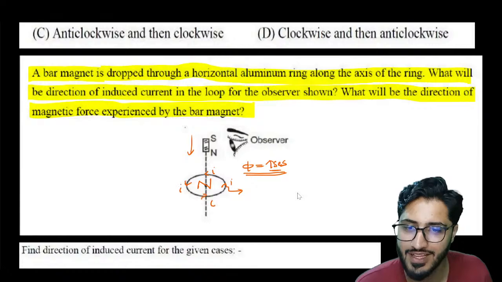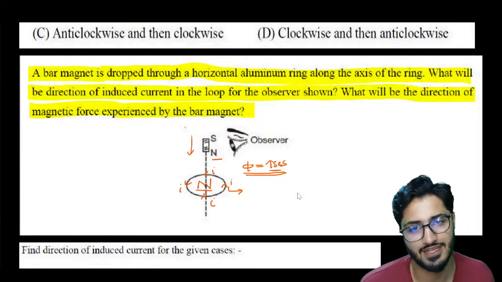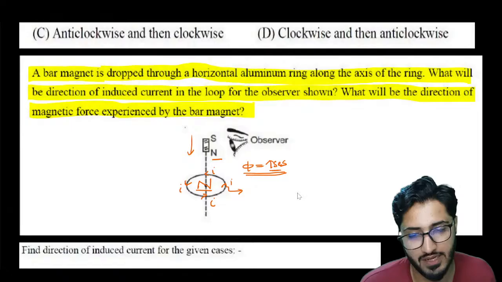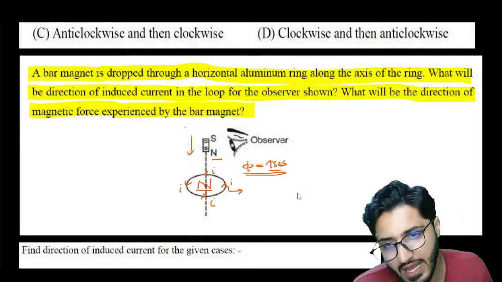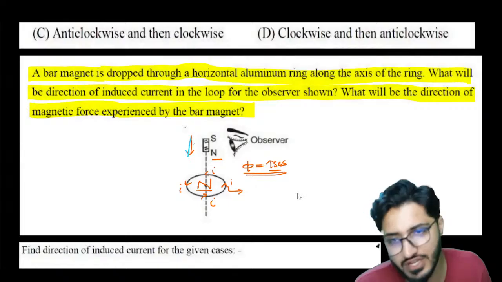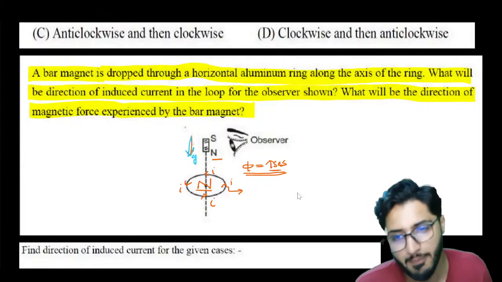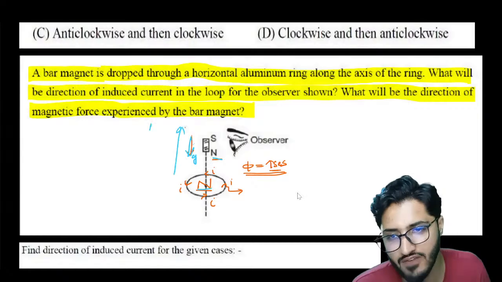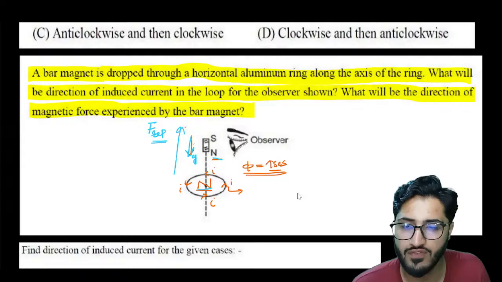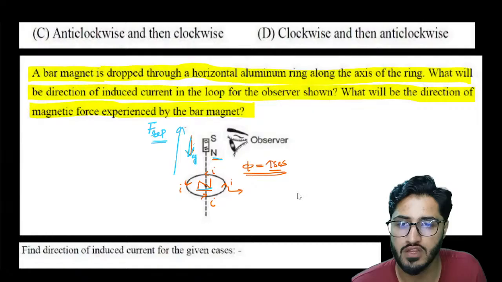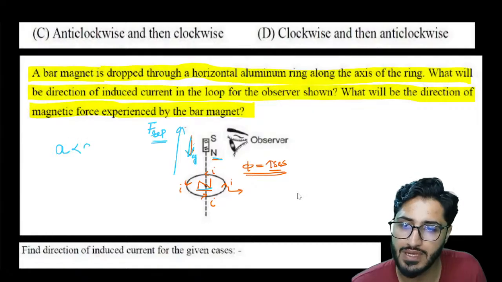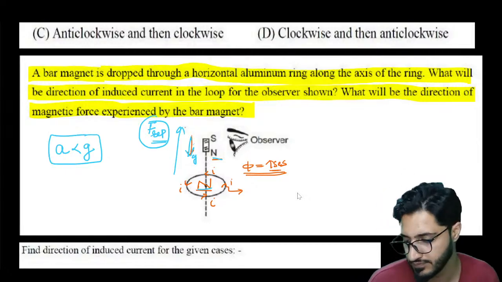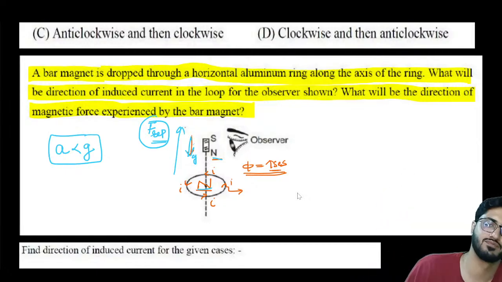Okay. Now, north repels. Repel means Lenz's law. Look now. My magnet is going downwards with the acceleration g. But due to this north repulsion, there is a force of repulsion, F repulsion. So what will happen now? Your magnet will go downwards with some acceleration a, but that acceleration will be less than acceleration due to gravity. Why? Because there is a force of repulsion. Easy?